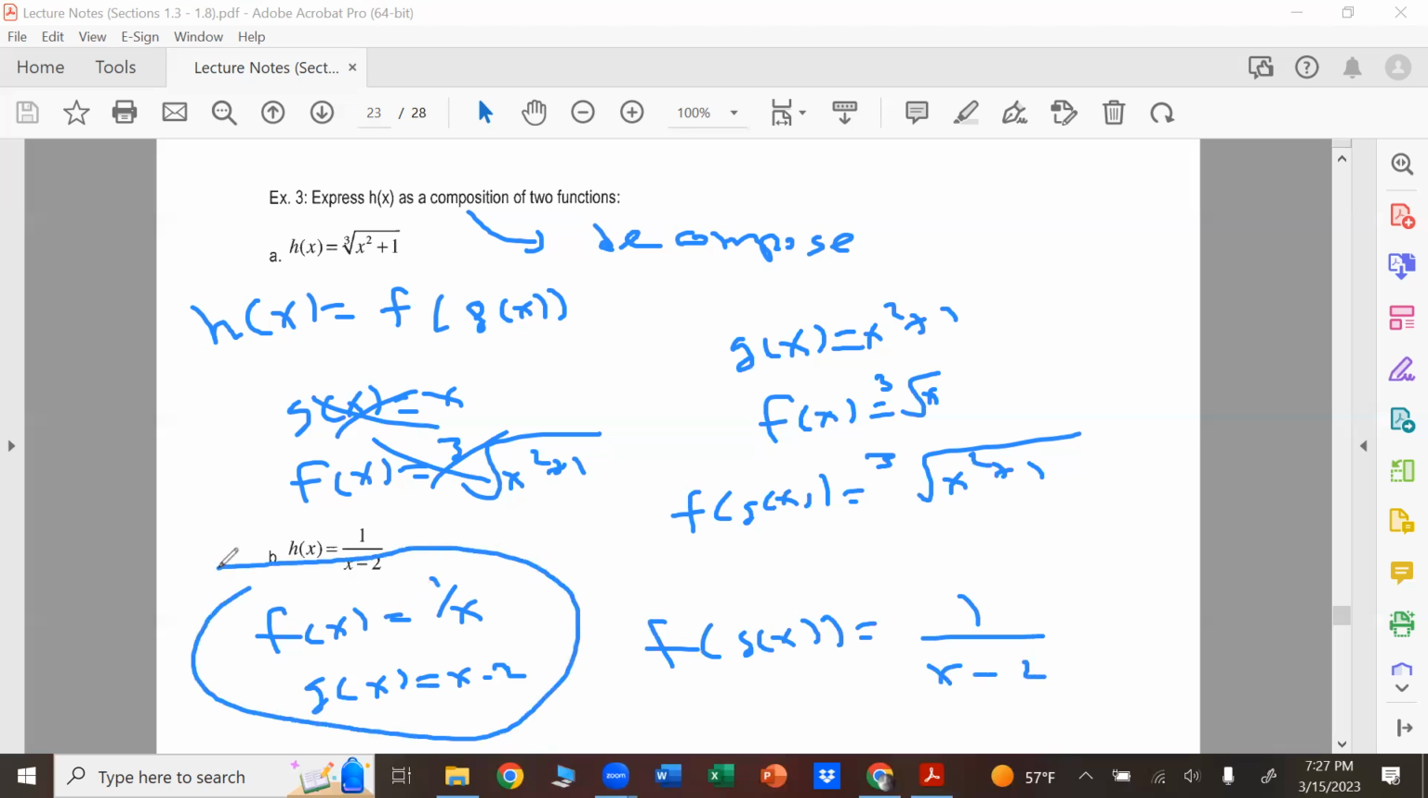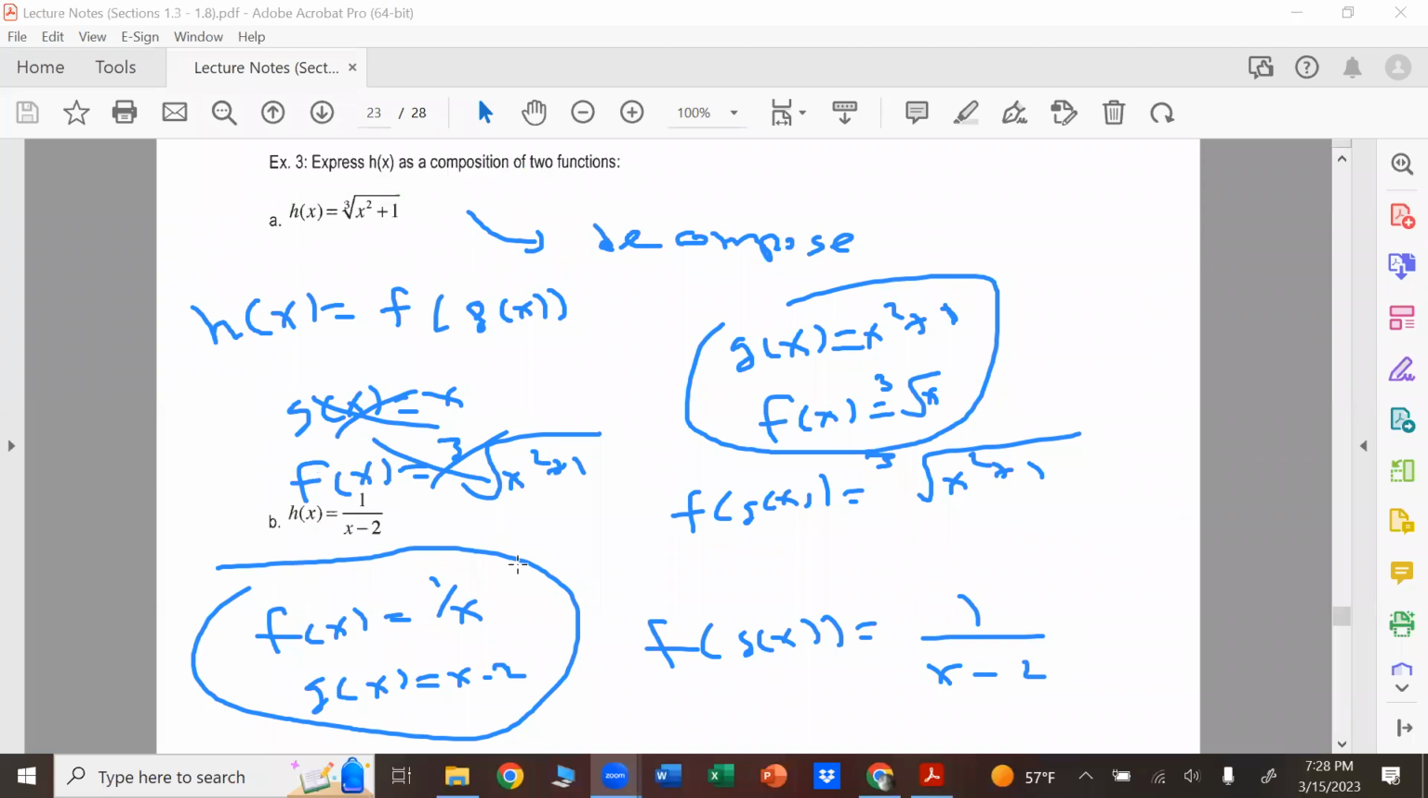So there's not really just one way to do it. You could have been even more creative. For example, for b, you could have said f of x is 1 over x plus 1, and g of x is x minus 3. So you replace x with x minus 3, and you do get 1 over x minus 2. You could have done that if you wanted to. So there are infinite possibilities. But that's how you would decompose. It's good to know how to decompose, so that you get a deeper understanding of composition of functions. Okay, that concludes the video.